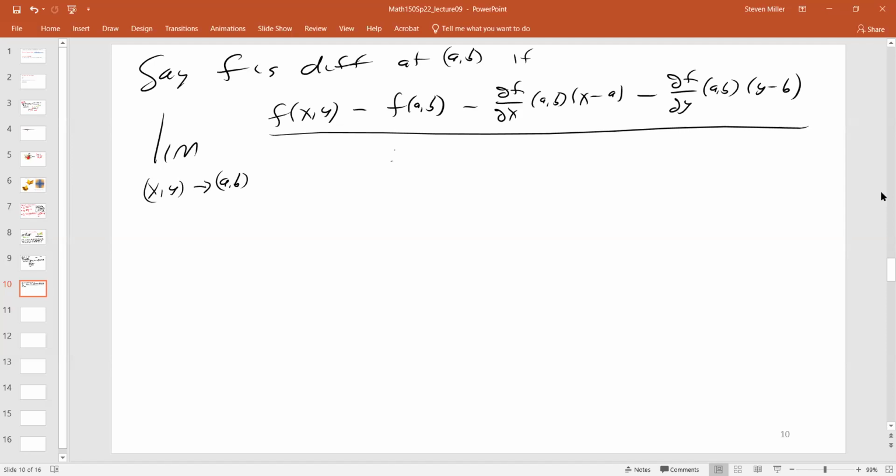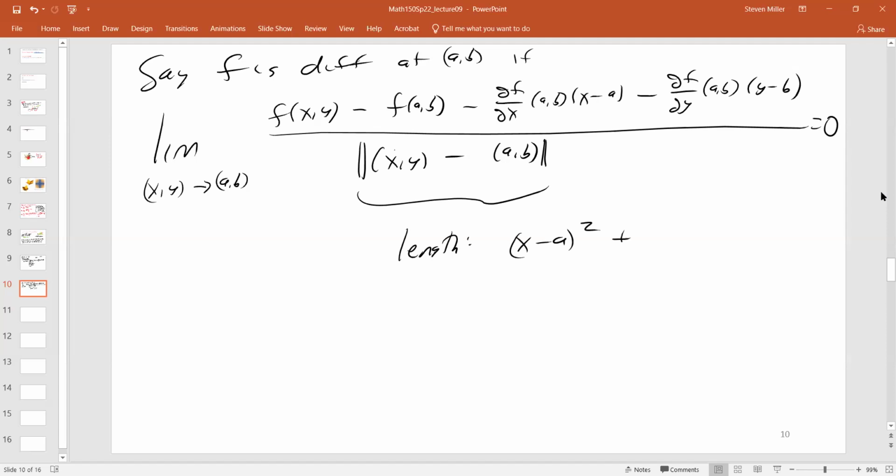So I can't just write (x, y) minus (a, b) because that's a vector. I can't divide by a vector. I have to divide by the length of the vector. And this is supposed to equal 0. So this is the length, and it's the square root of (x minus a) squared plus (y minus b) squared. So this is the rigorous definition of what it means for a function of two variables to be differentiable.